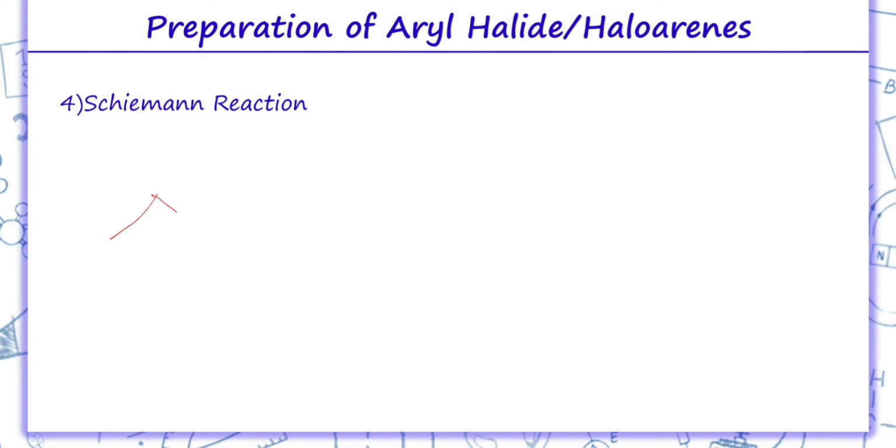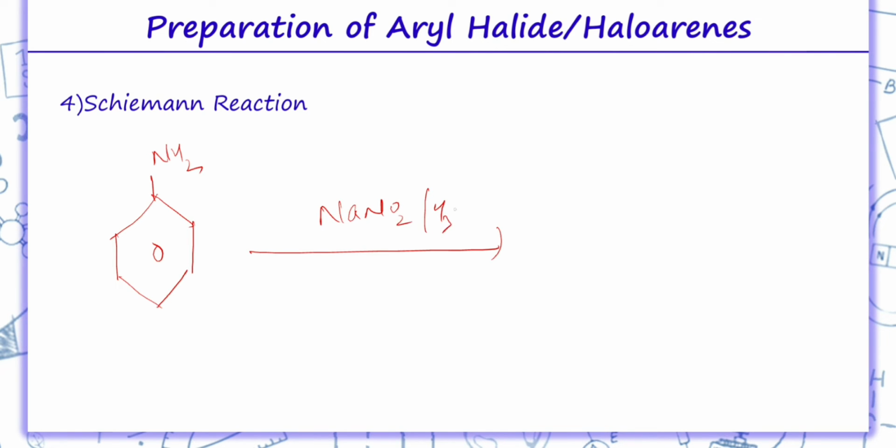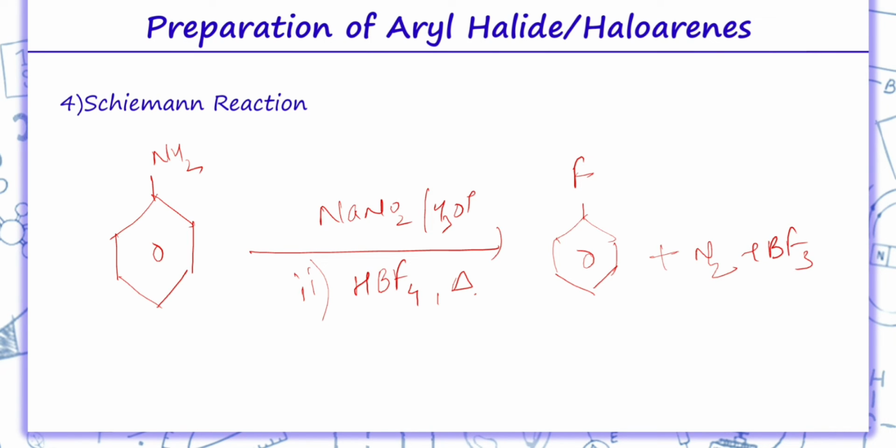Now the Schiemann reaction: we take aniline, the same which we studied. This aniline reacts with NaNO2 in acidic medium. In the second step we react it with HBF4 and then we heat it. Over here we get fluorobenzene. When we are preparing fluorobenzene, this reaction is known as Schiemann reaction. So this was all about the preparation of aryl halides.